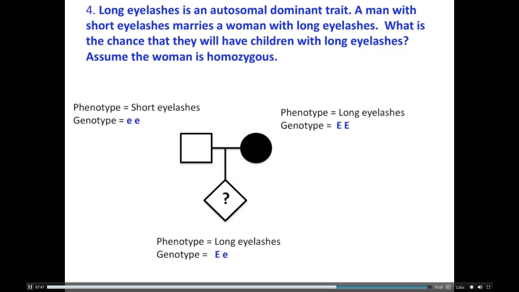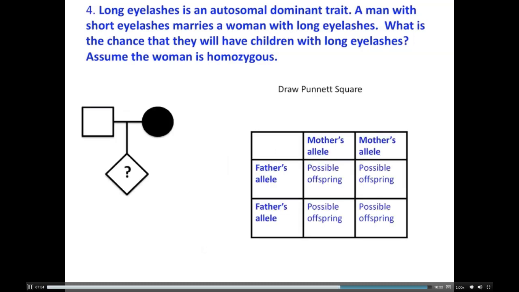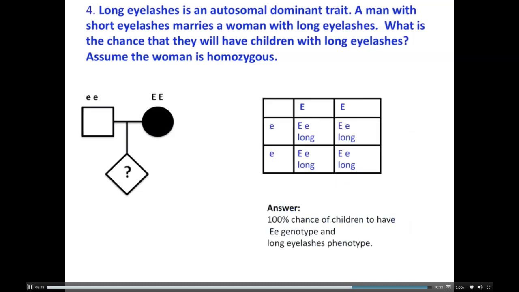But I wanted to show you that you could actually solve problems like this using something called a Punnett square. In the Punnett square, you would draw a little table, kind of like a multiplication table, and on the outer sides, you would write down the father's and the mother's alleles, and then the 4 boxes will give you the possible offspring. So let's fill this out.